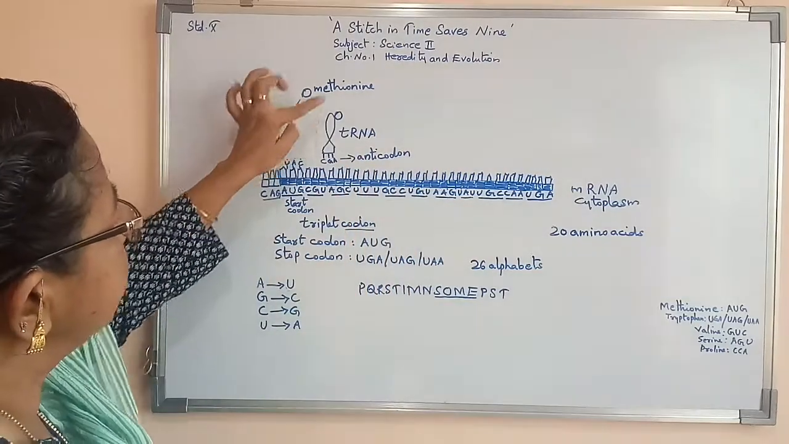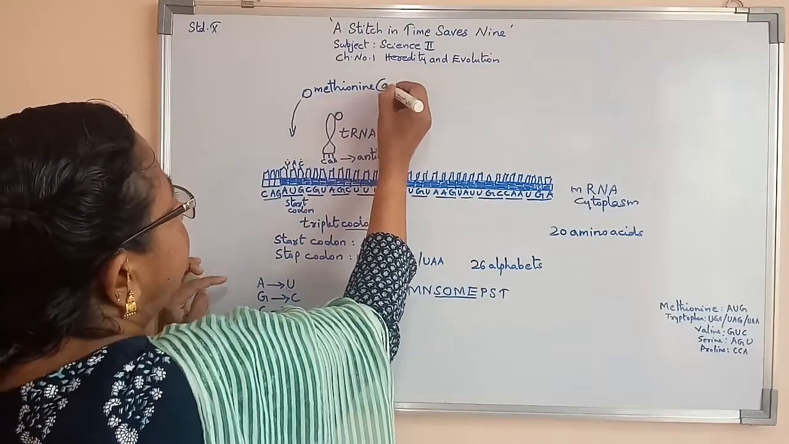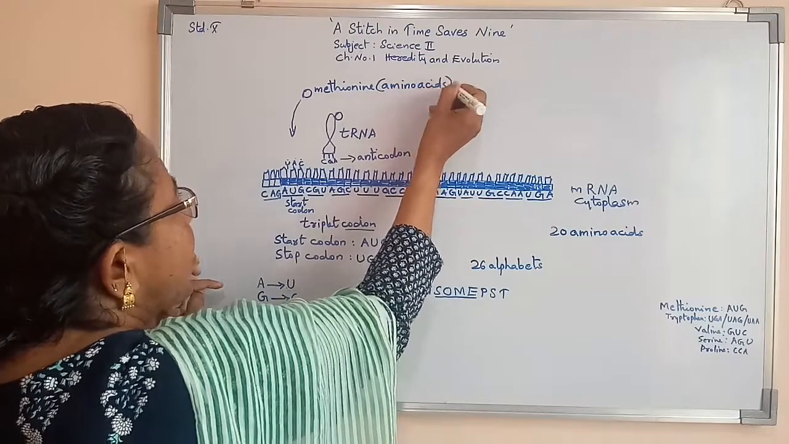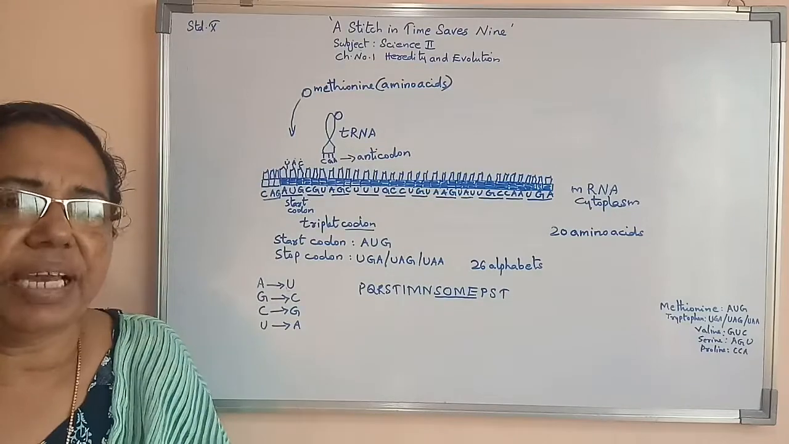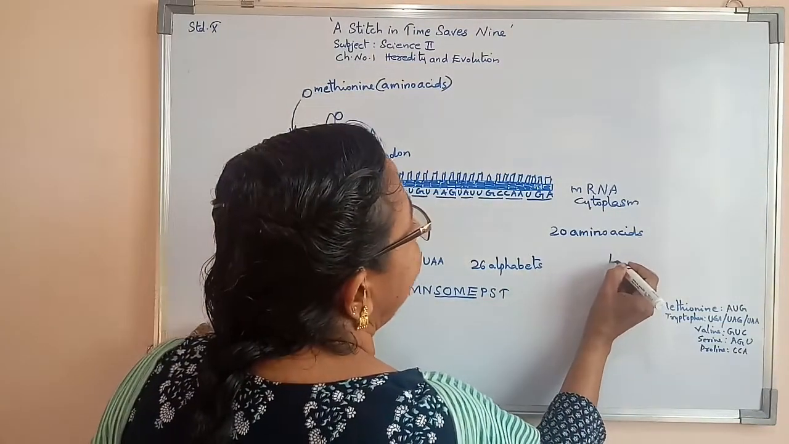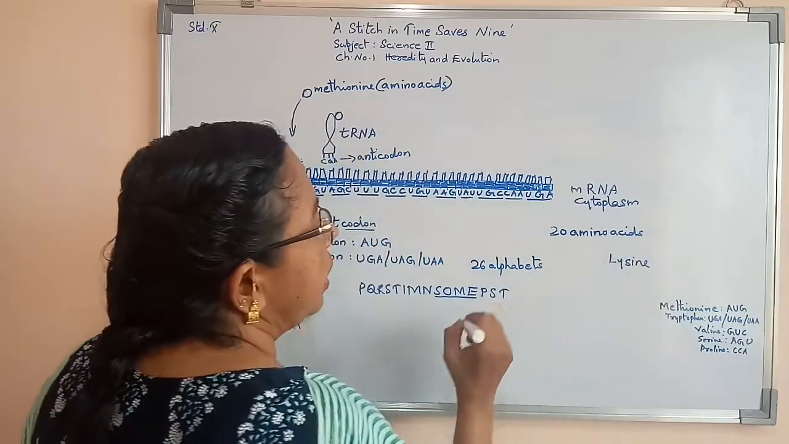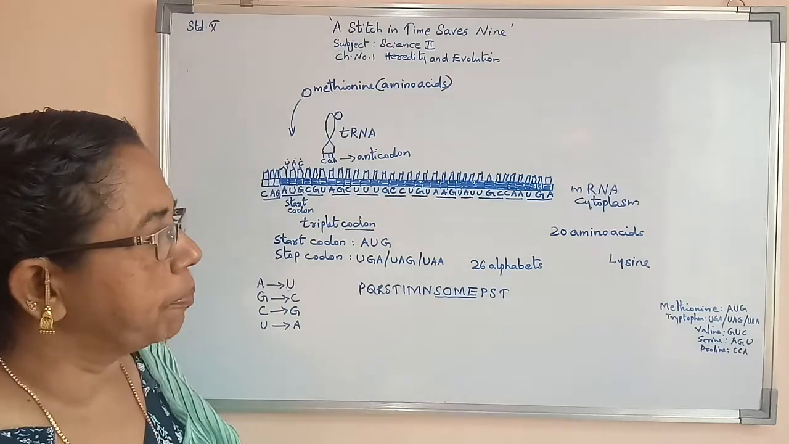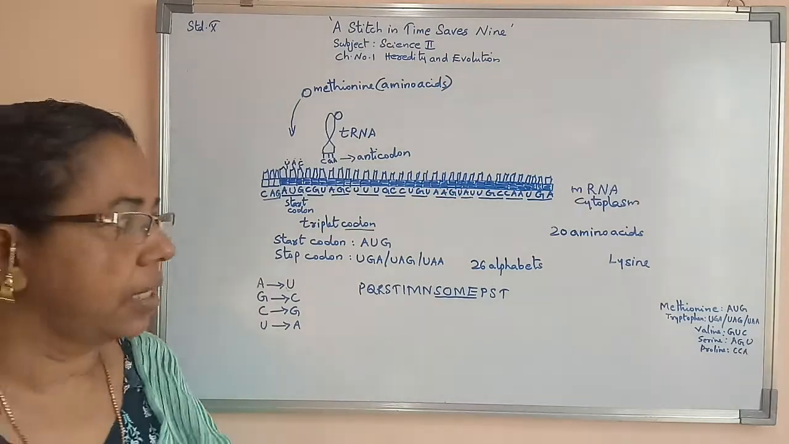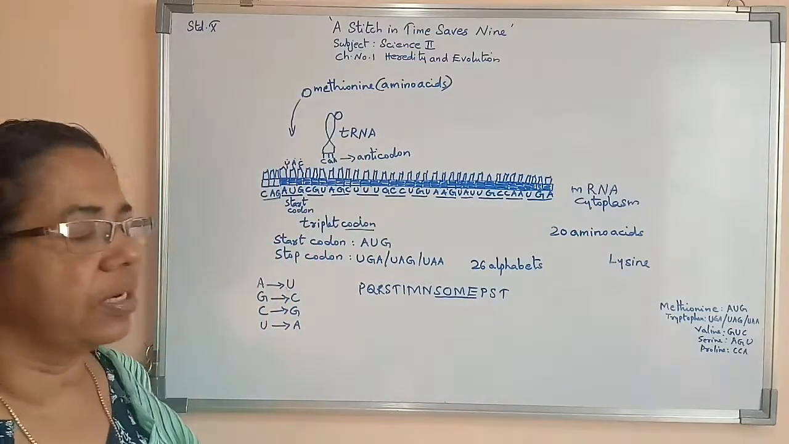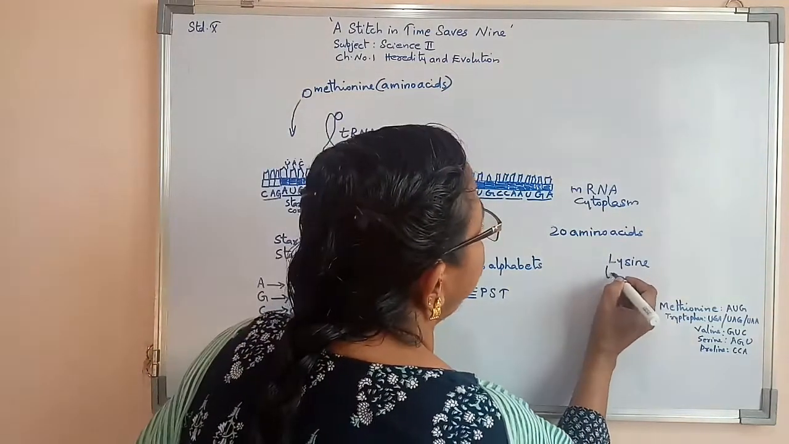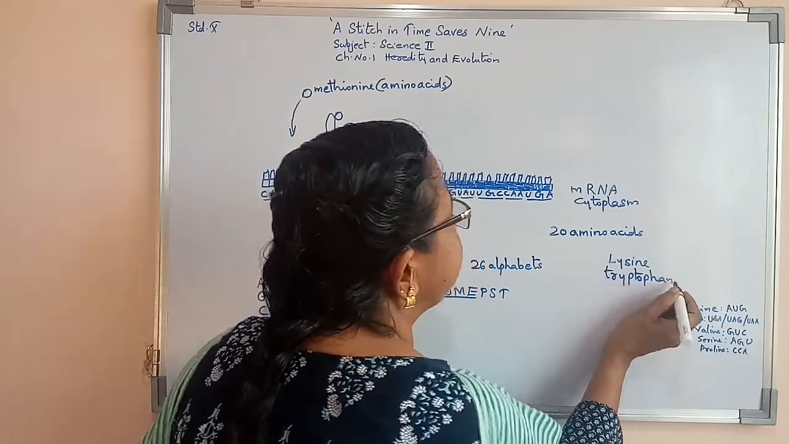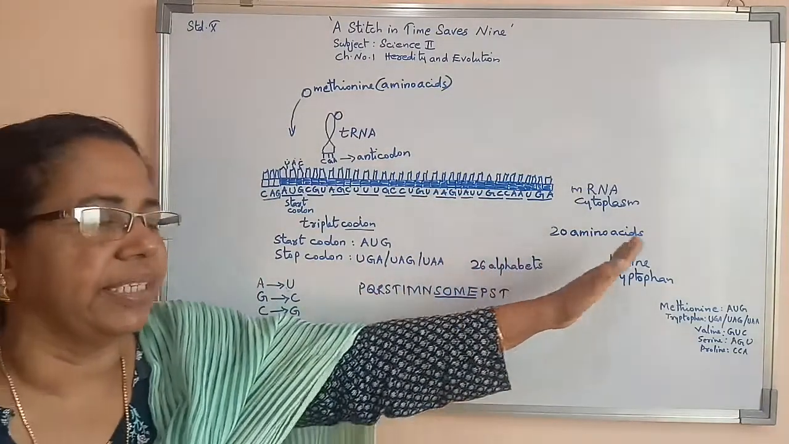So now here this is the amino acid, methionine. Like that, a total of 20 amino acids are there. Memorizing all the names is very difficult. Even lysine is one amino acid. Then we can say glutamine, valine, serine, proline, then tryptophan. Like that, different types of amino acids are there. Total 20 amino acids are present.